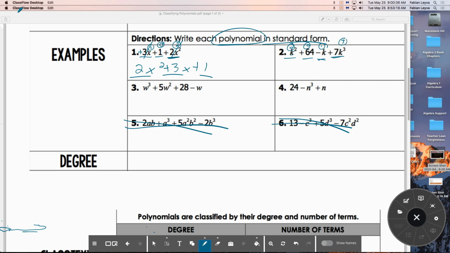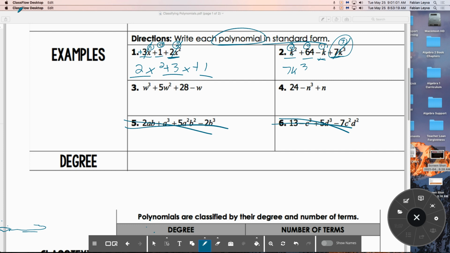How about this one over here? 3. So if you look at this polynomial, is it in standard form? The answer would be no, because notice that the exponents do not go from greatest to least. This is a 2, a 0, a 1, and a 3. You need to rearrange it. Now, which one of these should go first? 7k to the third. Now, keep in mind that the whole term gets moved.